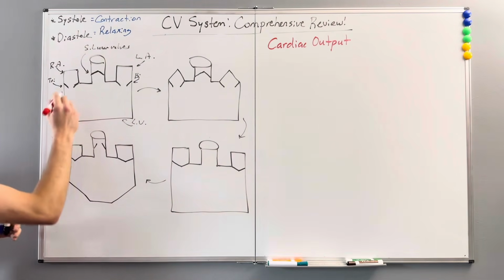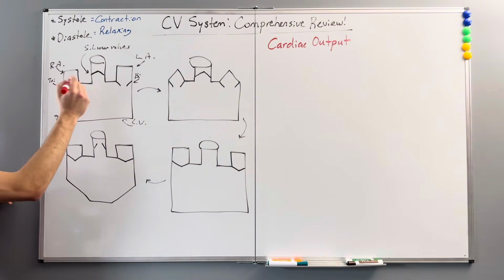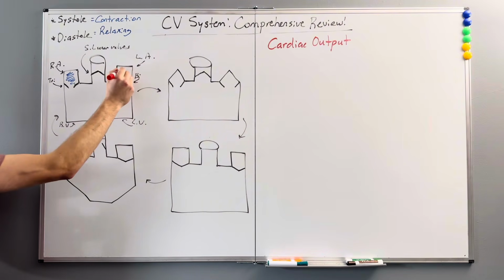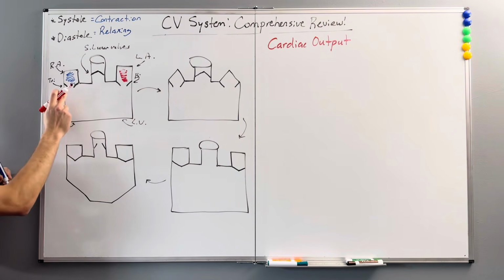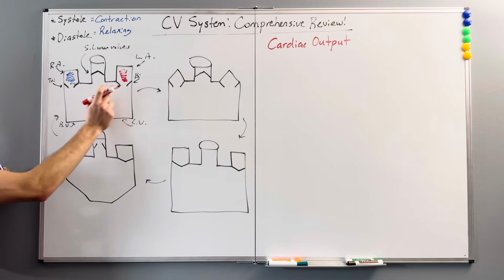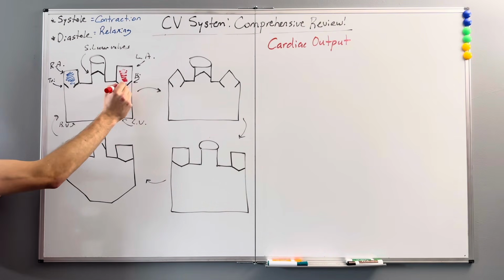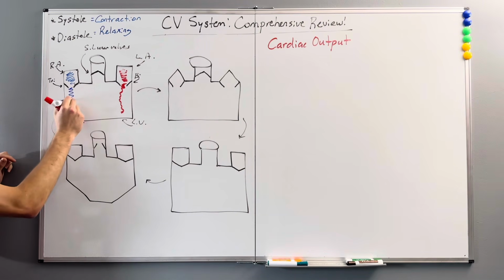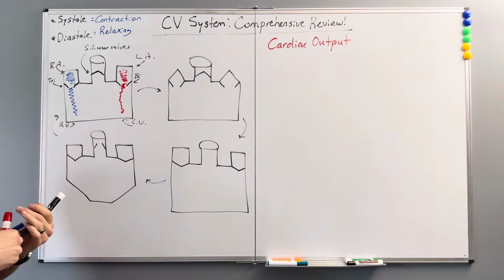At this point, though, there will be some veins bringing blood back into the right atrium. I can keep it in blue to keep it separate. And then the left atrium as well. So we're going to be filling these up. But as you notice, the AV valves are open. So some of the blood is actually going to be leaking into the ventricles. This is called passive filling of the ventricles.